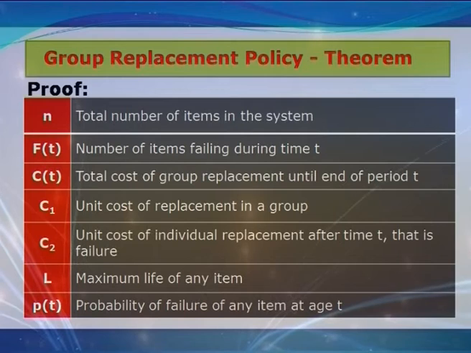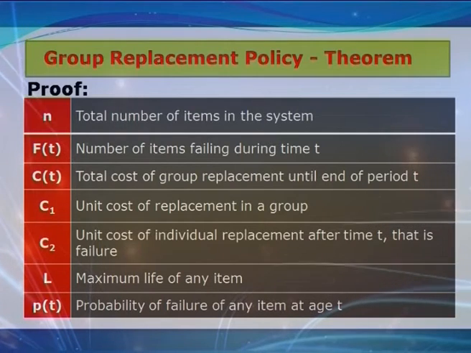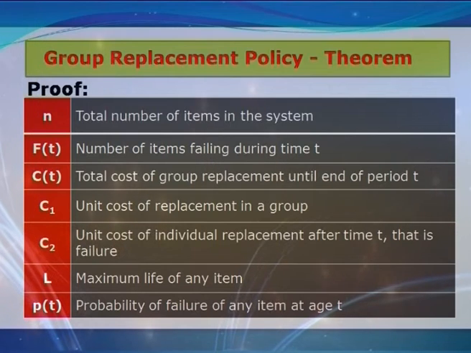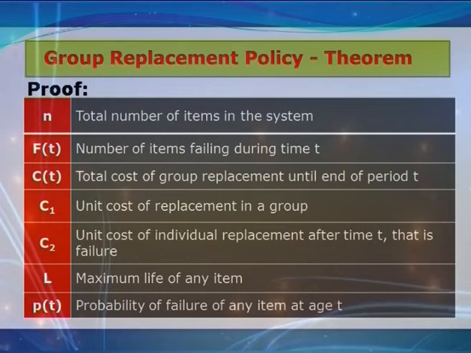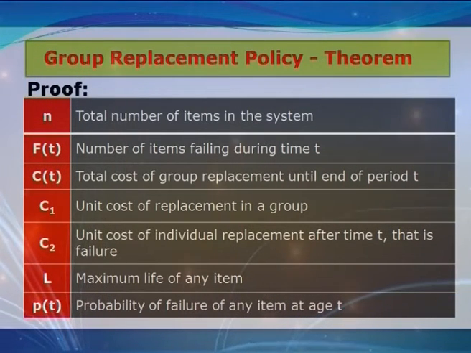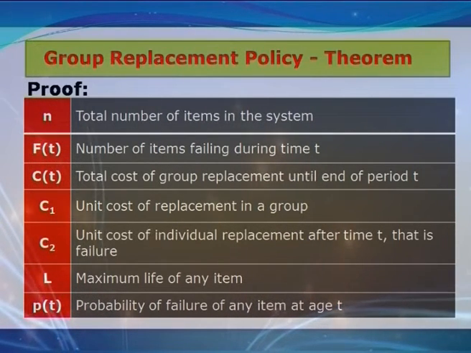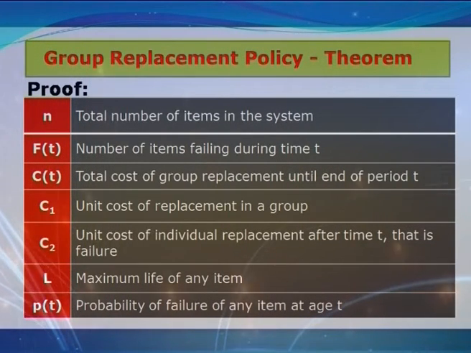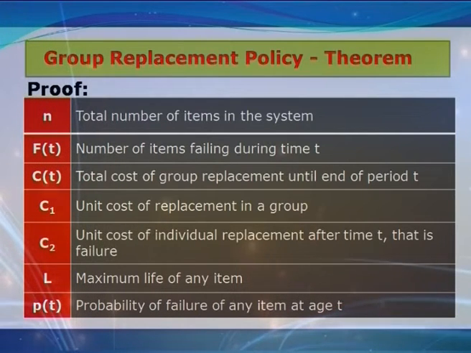Now, taking a look at the proof, let us consider the following notations. N is the total number of items in the system. F of T is the number of items failing during time T. C of T is the total cost of group replacement until the end of period T. C1 is the unit cost of replacement in a group. C2 is the unit cost of individual replacement after time T, that is, failure. L is the maximum life of any item. P of T is the probability of failure of any item at age T.